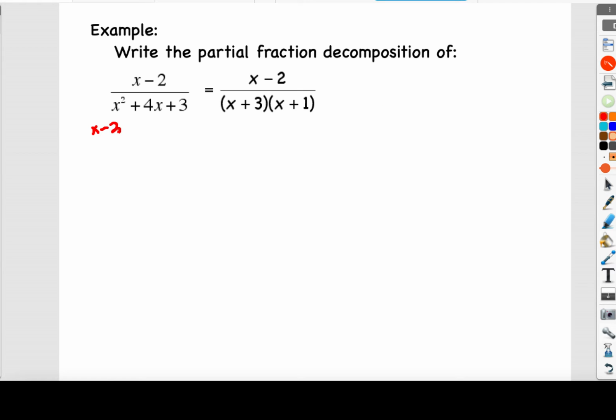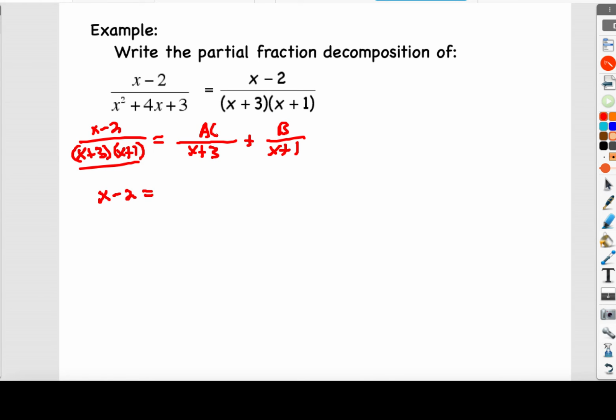So (x minus 2) over (x plus 3)(x plus 1) is going to be equal to two separate fractions. I want A over x plus 3 and B over x plus 1. Right? I'm going to multiply both sides by (x plus 3)(x plus 1). That leaves me with just x minus 2 on the left.